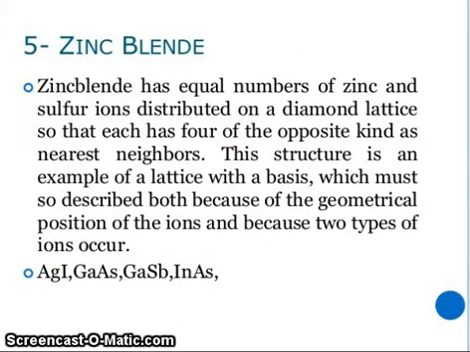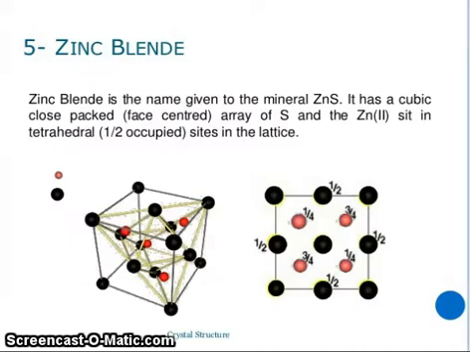And zinc blende. Zinc blende has equal number of zinc and sulfur ions distributed on a diamond lattice so that each has 4 of the opposite kind as nearest neighbors. This structure is an example of a lattice with a basis which must be described both because of the geometrical positions of the ions and because two types of ions occur: silver iodide, gallium arsenide, gallium tin, antimony and indium arsenide.